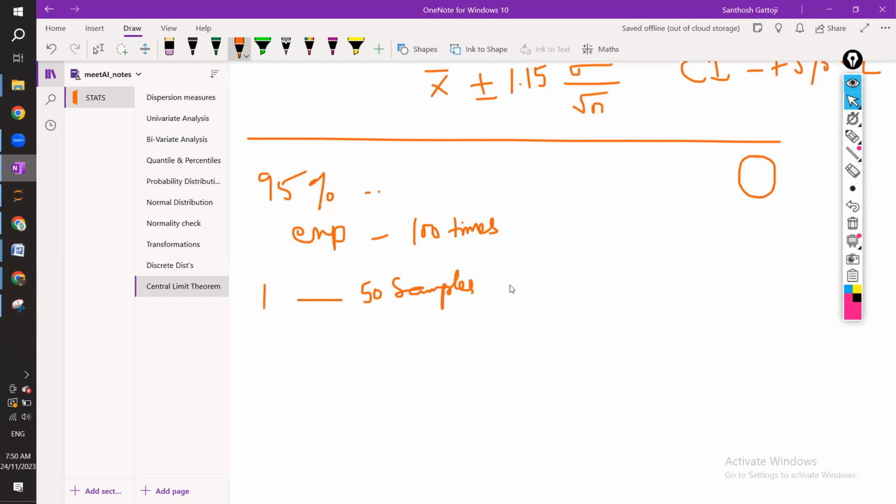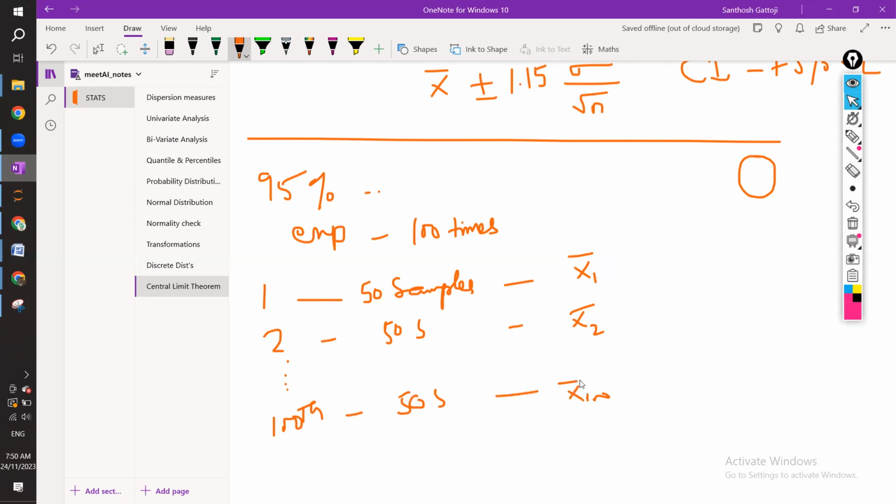And this will have some mean, x1 bar. And second time, I'm again taking 50 samples. This is one more experiment, so it will have some x2 bar. Like that, 100 experiments I'm doing. 100 times, I'm taking 50 samples. Each sample will also have some mean.